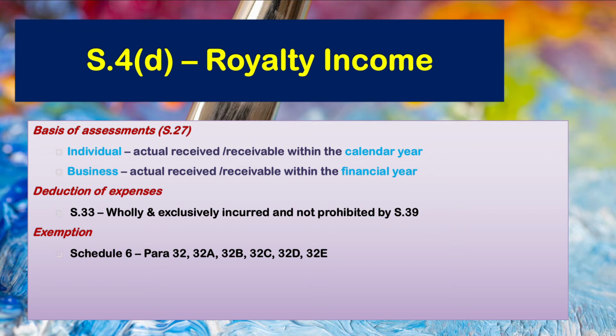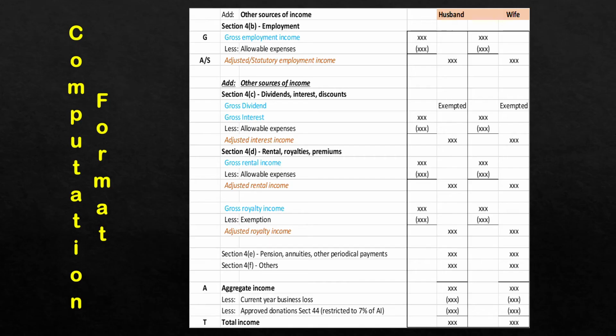So those are some of the exemptions given in the case of royalty income. First, when you have royalty income, you have to identify which category of royalty income it falls into, respective to Schedule 6. And from there, we determine whether you will get partial exemption or full exemption. So that is with regard to royalty income.